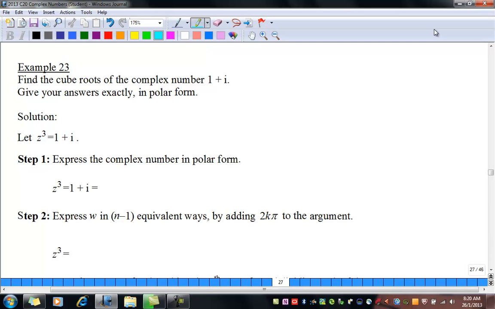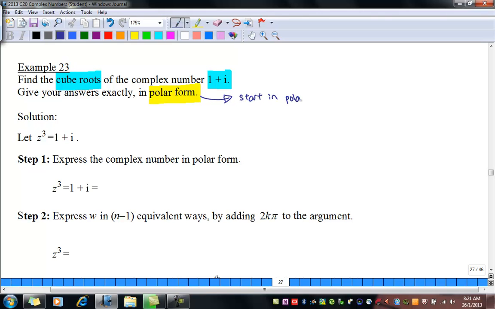We'll start by looking at example 23, in which we are asked to find the cube roots of the complex number 1 plus i. In this case, the question wants me to give it in polar form. If you recall in the last video, if we want the answer in polar form, it is good for us to start in polar form.